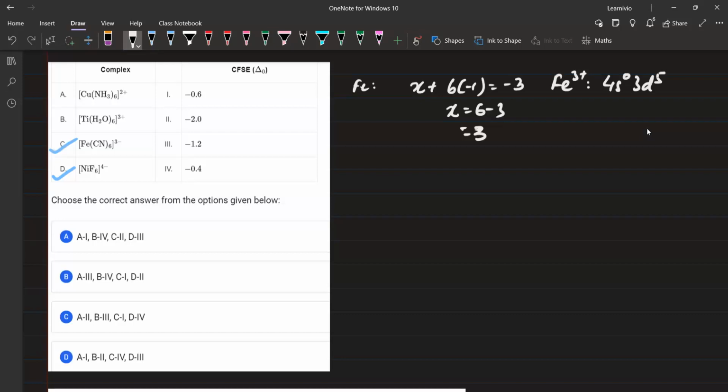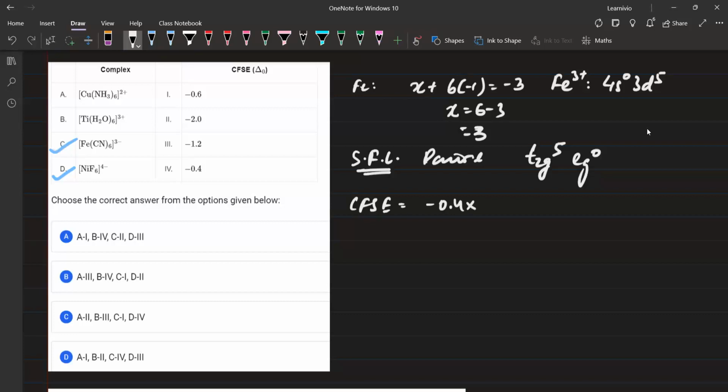Now this is a strong field ligand, that means pairing will happen. And how will the pairing happen? In T2g, 5 electrons will come, and in Eg there will be 0 electrons. We will calculate CFSE. CFSE is equal to -0.4 into the number of electrons in T2g plus 0.6 into the number of electrons in Eg. So -0.4 into 5 plus 0.6 into 0. 0.4 into 5 will be equal to -2.0.